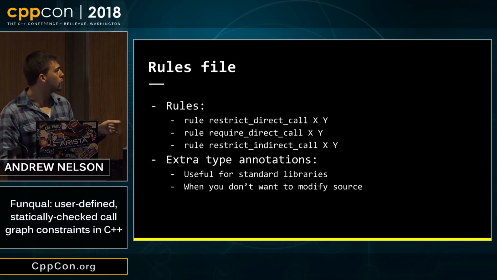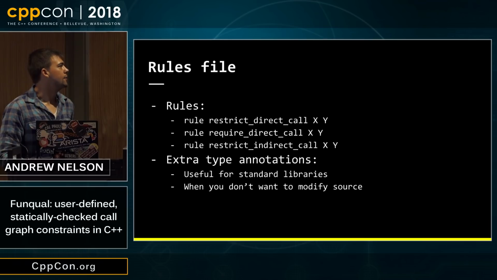Things that go in the rules file are rules. There are some example syntaxes for the rules, and then also extra type annotations. It'd be useful to put these in the rules file for things like standard library functions or large libraries that you don't want to modify, but you do want to annotate.